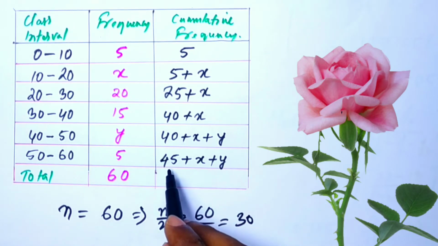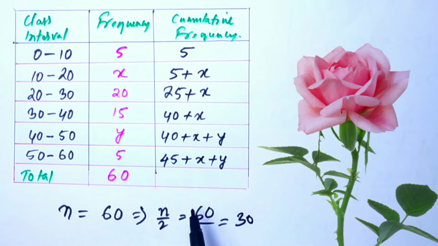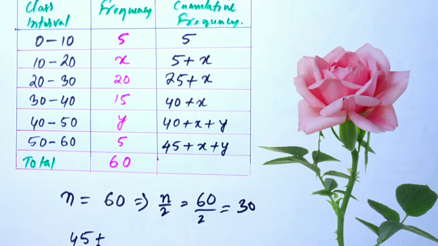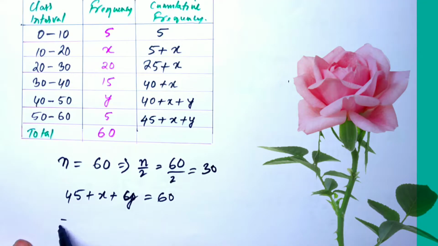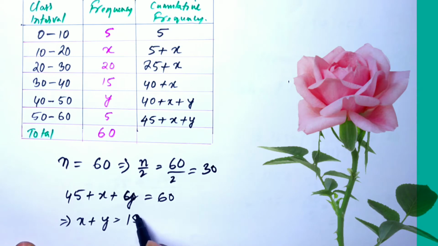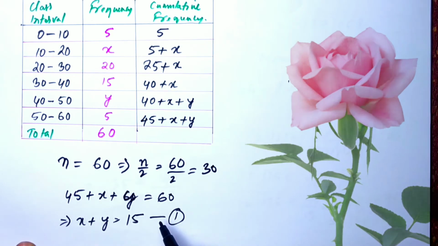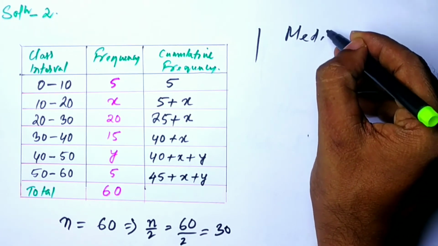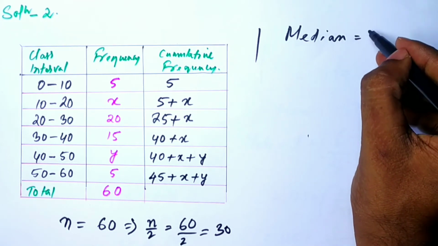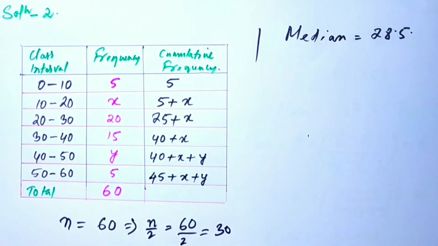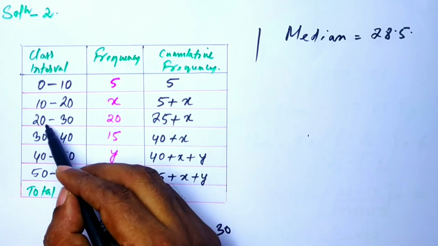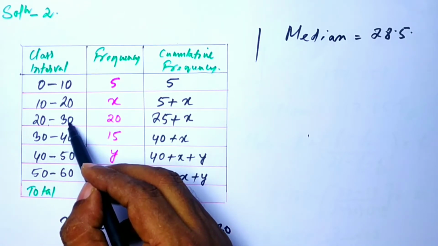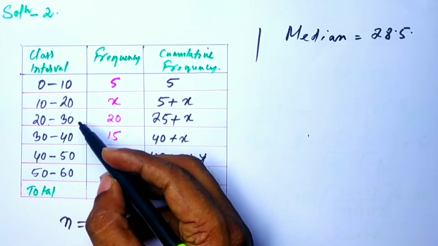Now it can be seen that this total will be equal to 60, so 45 plus x plus y is 60, so x plus y equals 60 minus 45, which is 15. So this we write as equation number 1. It is given in the question that the median is 28.5, which lies in the class interval 20 to 30. So therefore the median class will be 20 to 30.